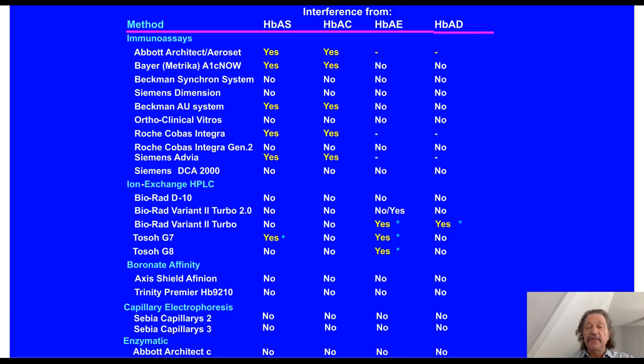I'm just going to briefly give you an example of what you can find on the NGSP website. What I've shown here, I know this is a very busy slide, but I just want you to get the concept. The left column is the different methods, and then the next four columns are the common heterozygous variants, and this shows whether that variant will interfere with that method. So everything that's in yellow means yes, there's an interference. You shouldn't use that method for that variant. And capillary electrophoresis is shown near the bottom, and you can see none of the common variants interfere.